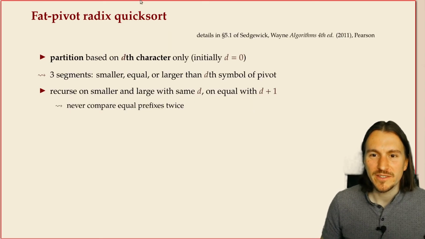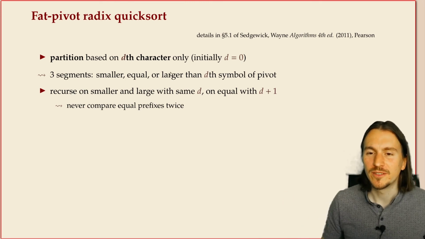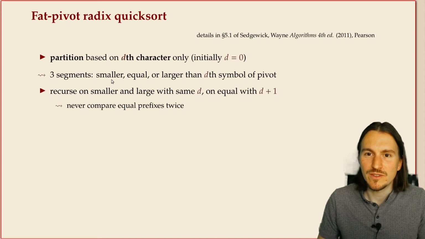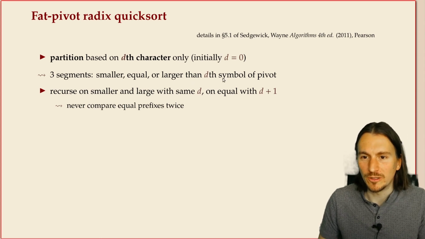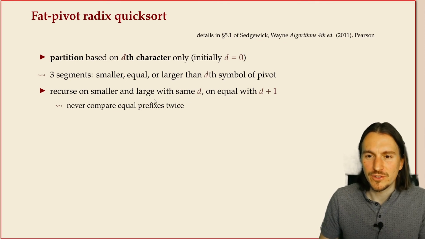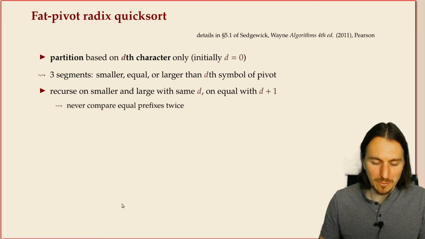So what we did is quicksort, but we partition only on the dth character. Initially d is 0, but then it gets bigger in the middle partition. We create 3 segments, the strings that are smaller, equal, or larger in this dth symbol, and we recurse, where in the middle recursive call we increment d. So in code, this algorithm looks very similar to quicksort and is very easy to code.